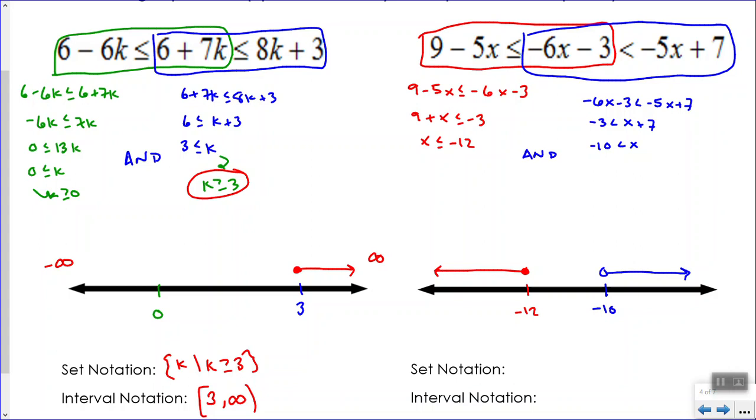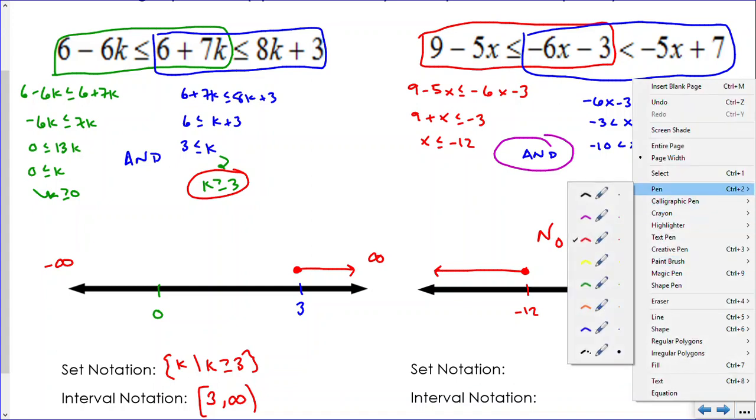Now, remember, because this is an and inequality, we want the overlap, or anything that is on both graphs. However, there is no overlap. Nothing in the red overlaps with the solution set in the blue. This means that there are no values that satisfy this inequality. No matter what number I plug in there, I'm going to get a statement that's not true. This means that we have no solution. There's nothing that works for both of these inequalities at the same time.